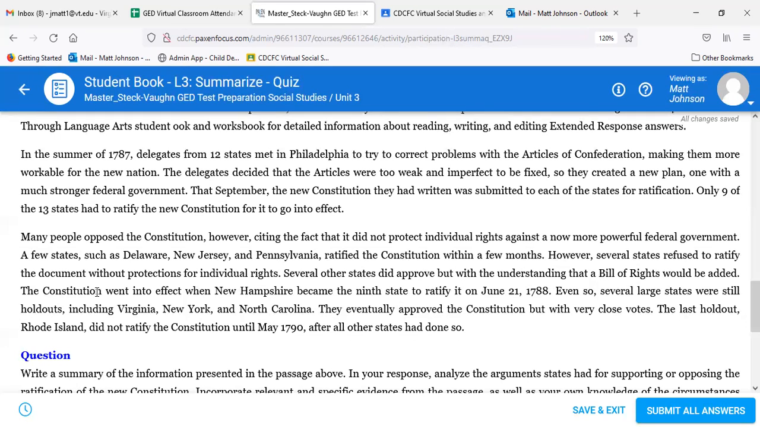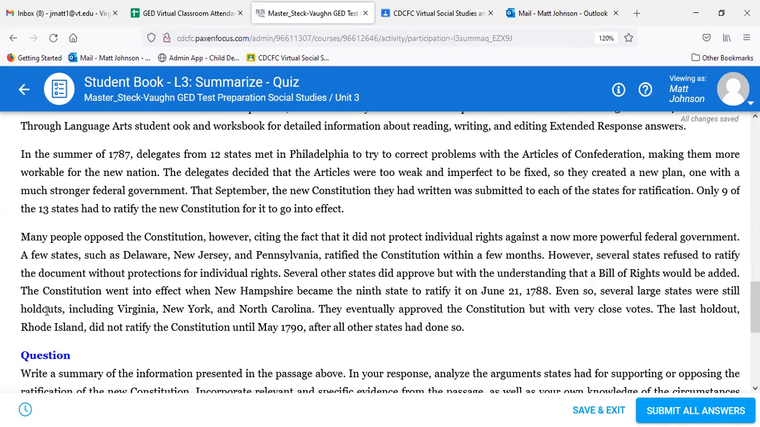Many people opposed the Constitution, however, citing the fact that it did not protect individual rights against a now more powerful federal government. A few states, such as Delaware, New Jersey, and Pennsylvania, ratified the Constitution within a few months. However, several states refused to ratify the document without protections for individual rights. Several other states did approve, but with the understanding that a Bill of Rights would be added. The Constitution went into effect when New Hampshire became the 9th state to ratify it on June 21st, 1788.